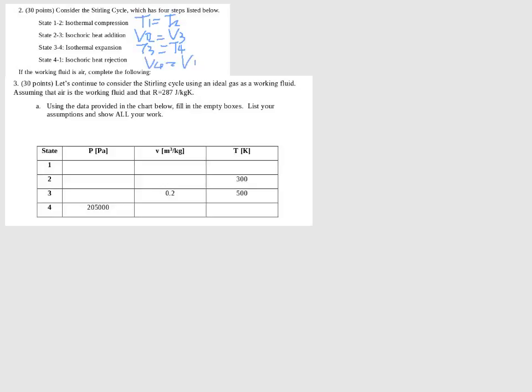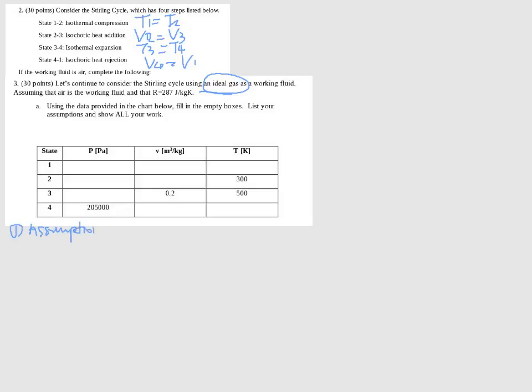Sweet. So now we can start looking at these problems and see what they want us to solve. Let's consider a Stirling cycle using an ideal gas. Hint, hint, we're going to use our ideal gas law later. Assuming that air is the working fluid and that R is 287 joule per kilogram K, and using the data provided in the chart below, fill out the empty boxes, list your assumptions and show all your work. So let's list our assumptions first.